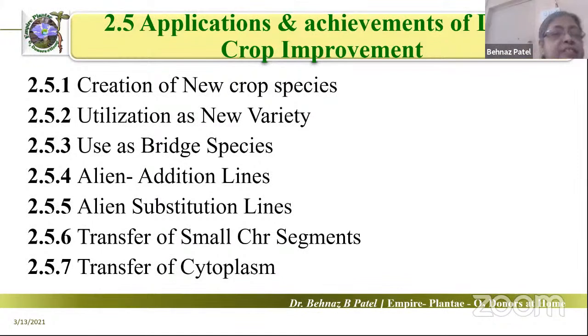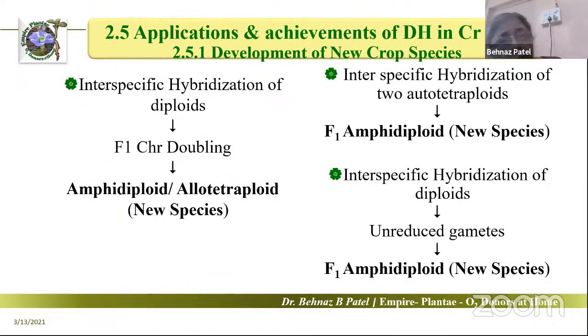But many a times we end up using it as a new variety, if at all it is intra-varietal hybridization, or you can even use it as a bridge species. We will study about bridge species, alien addition and alien substitution lines, and then true introgression, how we achieve the transfer of small chromosome segments. And at times you lose the genome completely of one of the parents and only the cytoplasm is transferred. You will wonder, why should we have transfer of the cytoplasm? Well, children, we want the mitochondria and the plastids from the female parent. Maybe there is a male sterility gene which you want to be incorporated so that you don't need to undergo emasculation. And therefore, you want the cytoplasm to come from that species. We will see it as we are studying.